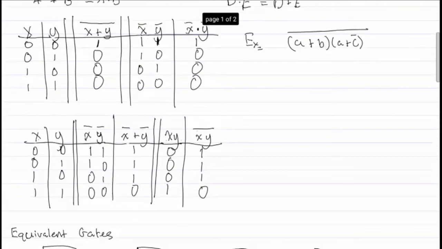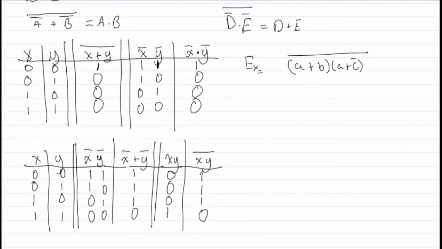Okay, so that's the first equation proven. You can see here that the left-hand side is equal to the right-hand side. There we go. We have proven that DeMorgan's law works.